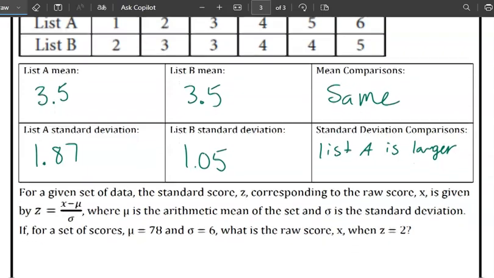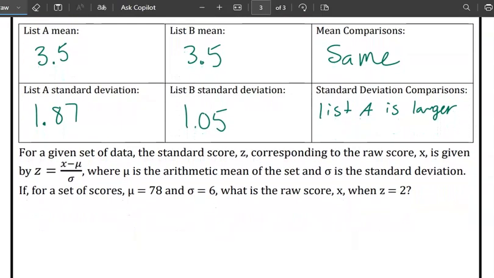For a given set of data, the standard score Z corresponding to the raw score X is given by Z equals X minus mu over sigma, where mu is the arithmetic mean of the sets and sigma is the standard deviation. If, for a set of scores, mu equals 78 and sigma equals 6, what is the raw score X when Z equals 2? To calculate this, we'll plug in all the known values. 2 equals X minus 78 over 6.